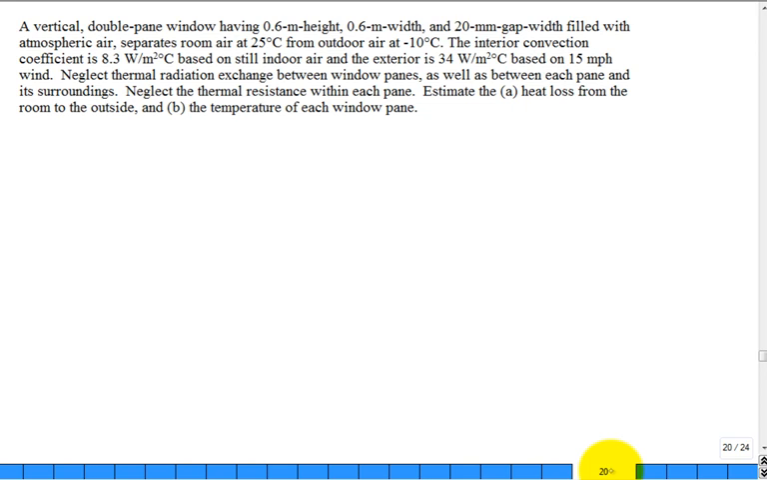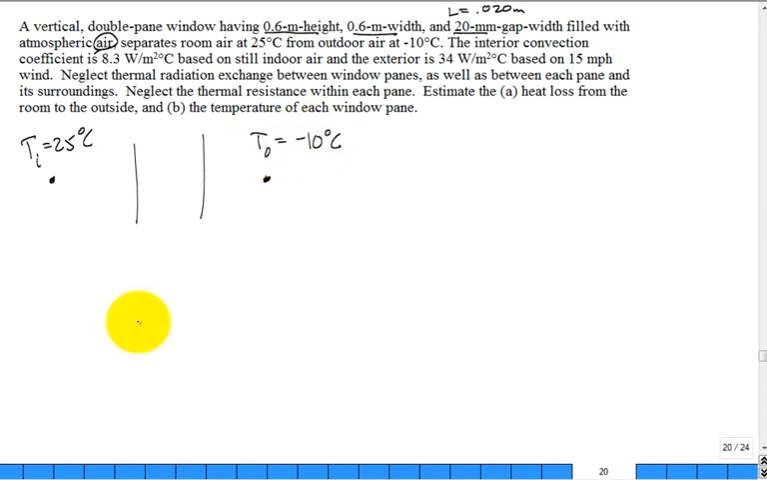So you have a vertical double pane window having the height of 0.6 and the width of 0.6. It has a gap, so that's our L, of 20 millimeters, 0.020 meter. It's filled with air. You could fill it with argon and then do all the calculations, but it's filled with air. And it separates room air. So here's a pane, here's a pane. Here is temperature of the room air inside, which is 25 degrees C. And the temperature of the outside, which is negative 10 degrees C. It's a cold winter day.